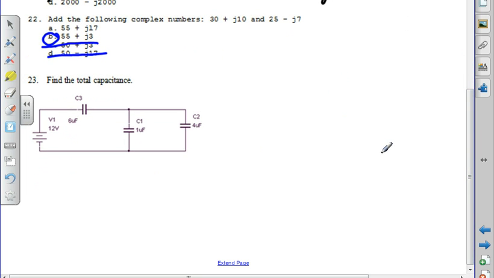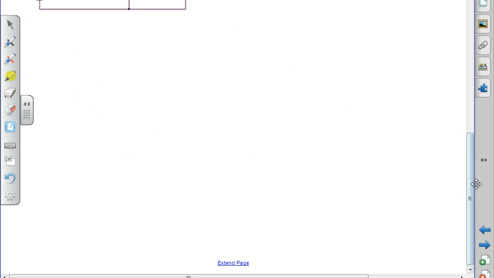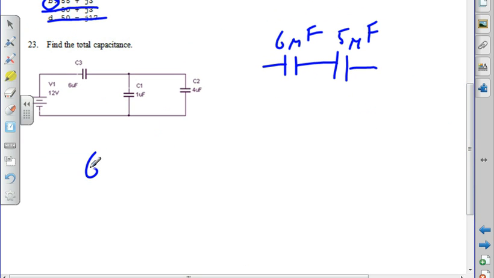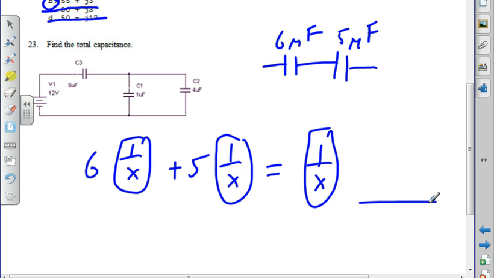Find the total capacitance. Well, capacitance in parallel adds. So this is the same as 6 microfarad and 5 microfarad in series. Capacitance in series follows the 1 over rule. So we would go 6, 1 over key, plus 5, 1 over key, equals, 1 over key, and get some answer that is smaller than 5.